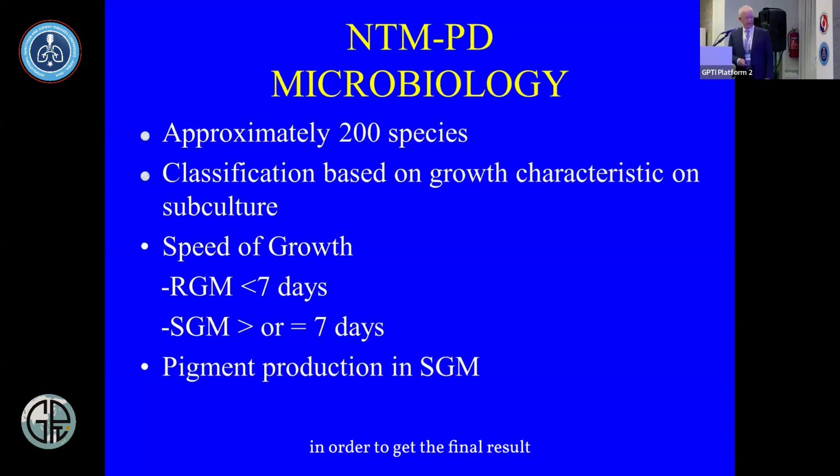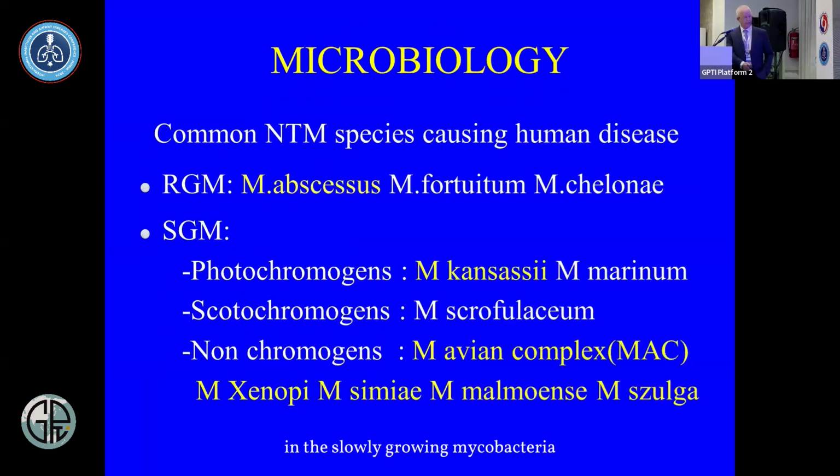The pigment production is the other way of classifying them in the slowly growing mycobacteria. So the ones in yellow are the common species that we see, at least in UK. These are the common species that cause human disease.